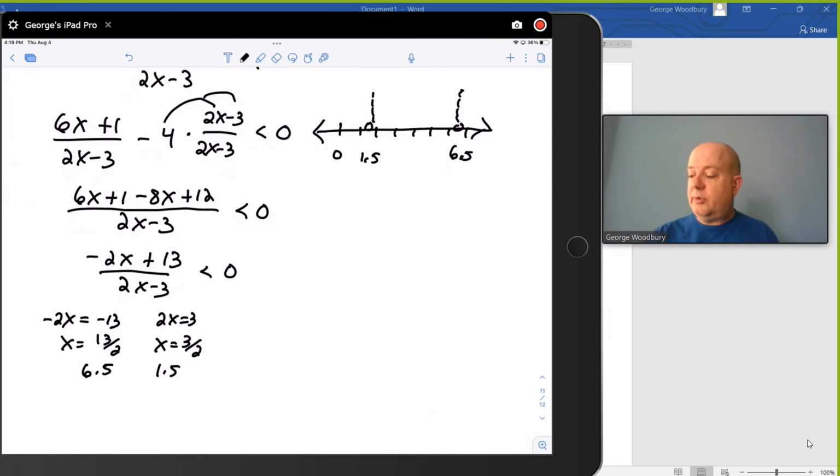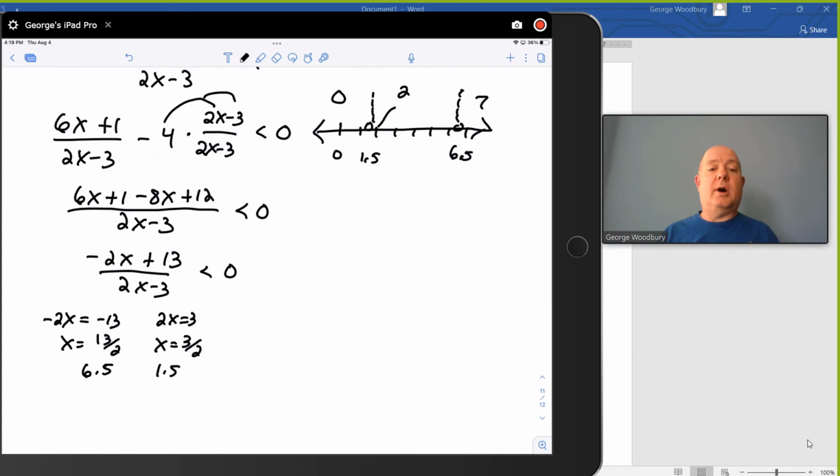So the test point from the first interval, I'm going to go with 0. The second interval between 1.5 and 6.5, I can use any of those numbers. I'm just going to use the smallest one, which is 2. And to the right of 6.5, 7. So those are my test points.